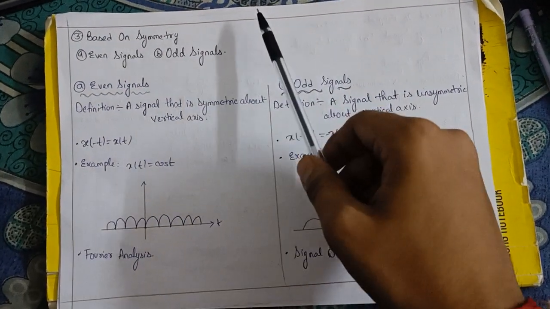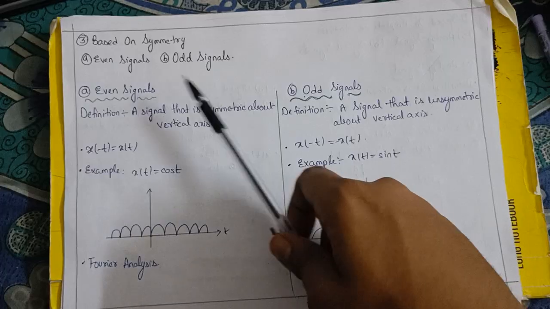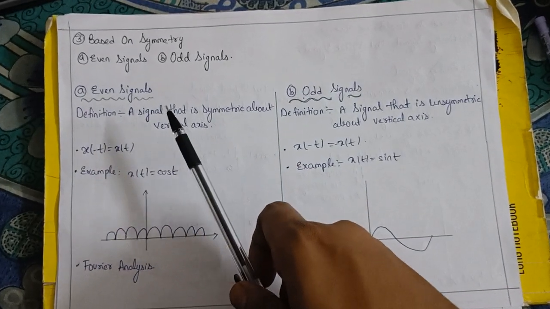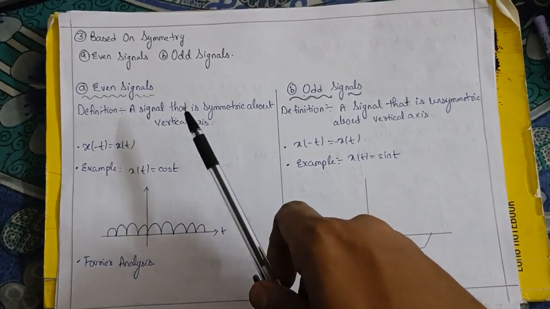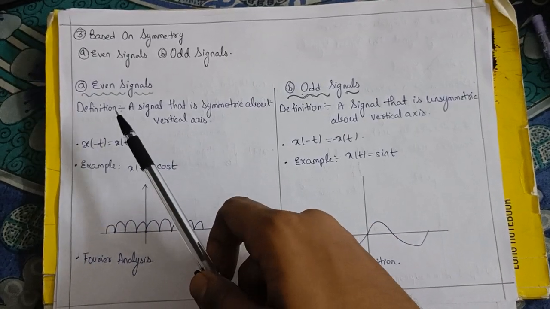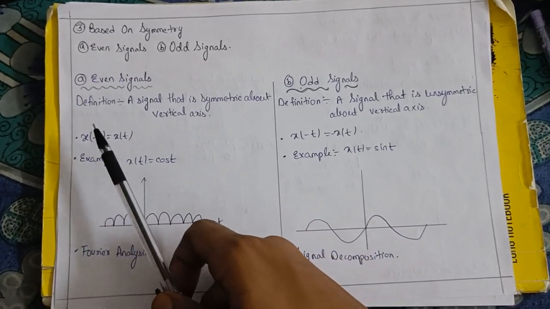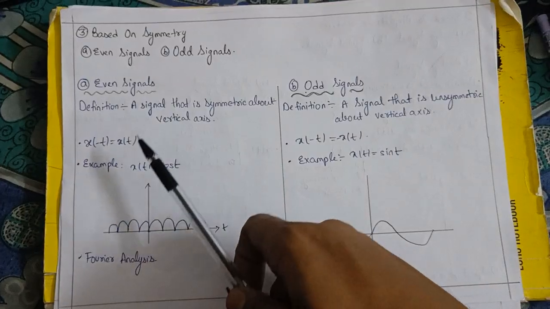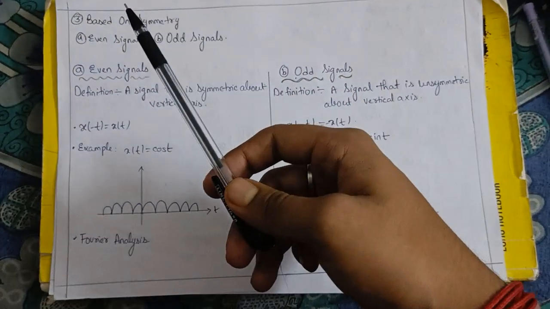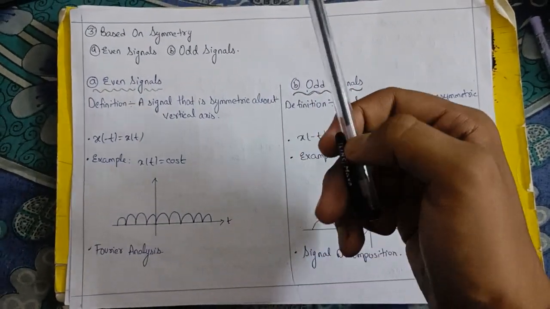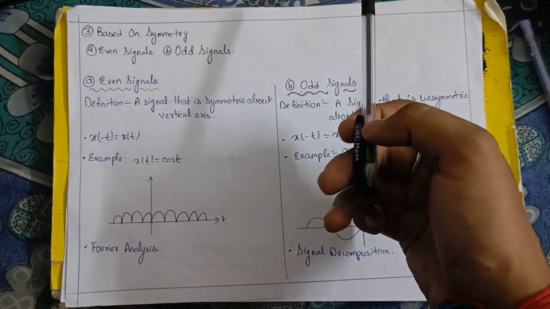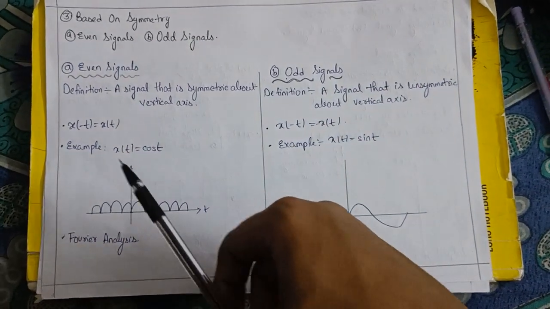Now, based on symmetry: even signals and odd signals. Even signal. Definition: a signal that is symmetric about the vertical axis. The main significance of this signal is x(-t) is equal to x(t). So if we put minus t in place of t, the function will return itself, like cos t.